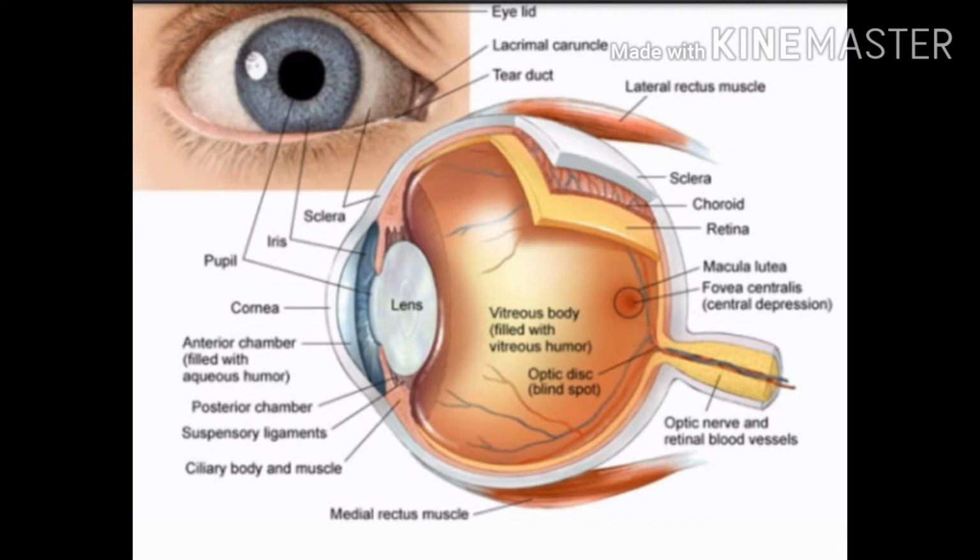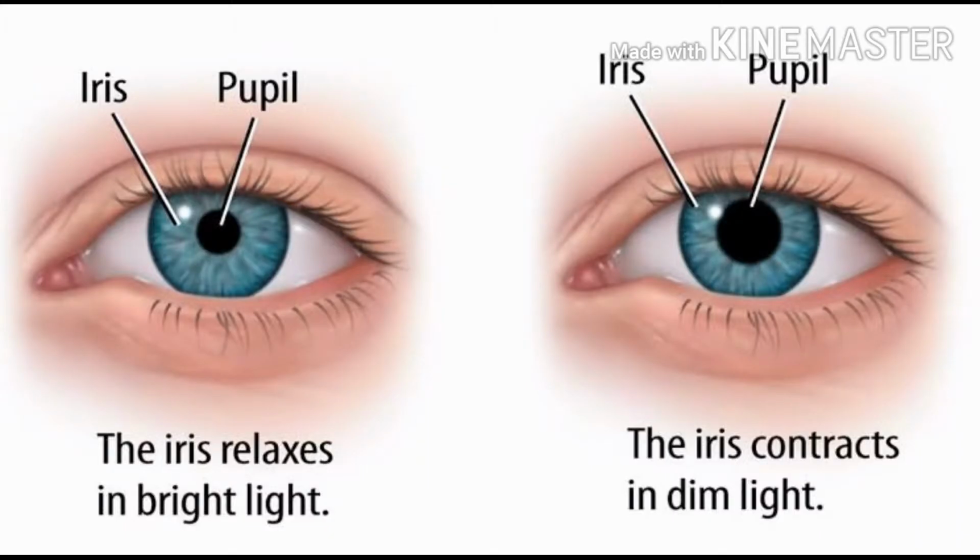The crystalline lens merely provides the final adjustment of focal length required to focus objects at different distances on the retina. We find a structure called the iris. Behind the cornea, the iris is a dark muscular diaphragm that controls the size of the pupil.